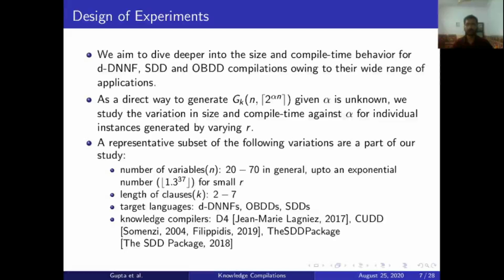Now, talking about the variations that we consider as part of our study. We vary the number of variables mostly from 20 to 70, and up to an exponential number for a subset of cases. We vary the clause lengths from 2 to 7. We are looking at DNNFs, OBDDs and SDDs, and we use the respective state-of-the-art knowledge compilers for this purpose.